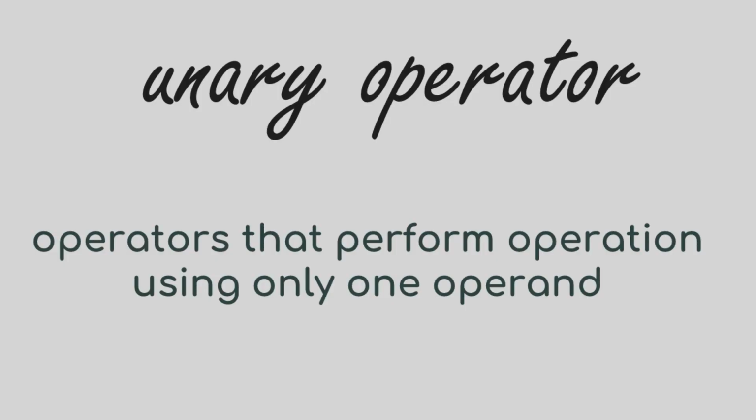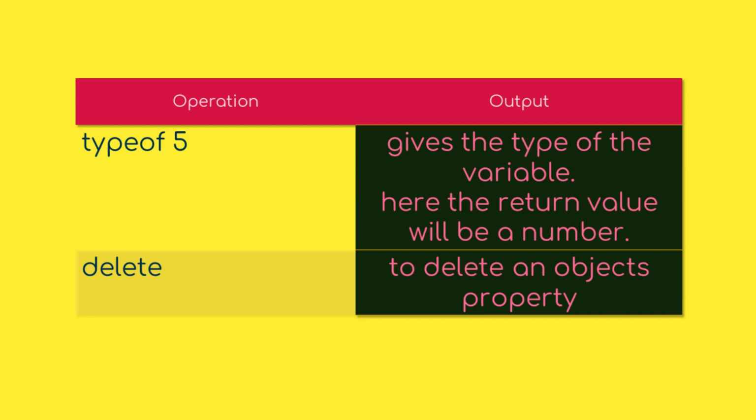Unary operators are operators that perform operation using only one operand. typeof and delete are examples for unary operators. The purpose of the operators are as given here.